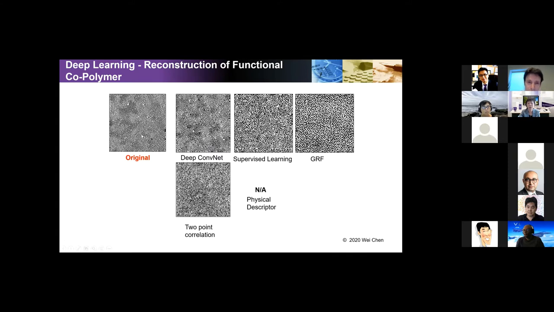It's a very tough problem because it's like a fingerprint, right? It's very messy. There's no descriptor that can really describe such a system. But using the deep convolutional network and the transfer learning method, you can see that the reconstruction quality is very good. We actually have a metric that measures how good it is, in terms of the statistical correlation function. Some other competing methods, like supervised learning, Gaussian random process, and two-point correlation function, are just too far from the actual system. And a physical descriptor is not possible for this kind of very complex microstructure.